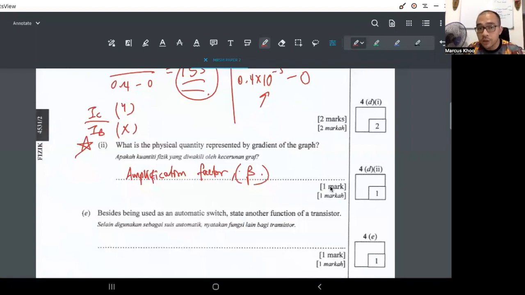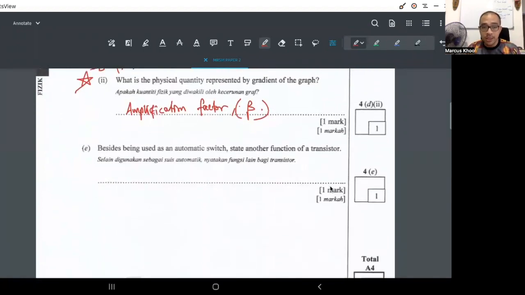Now, besides being an automatic switch, state another function of the transistor. Transistors have two main functions. One is automatic switch. The other function is current amplifier. Again, these are facts. What is the function of a transistor? Automatic switch and current amplifier. These are the two main functions that you learn. I'm not saying that those are the only functions, there are more, but the two main ones that you study in your Form 5 physics are these two. It functions as an automatic switch and it also functions as a current amplifier.